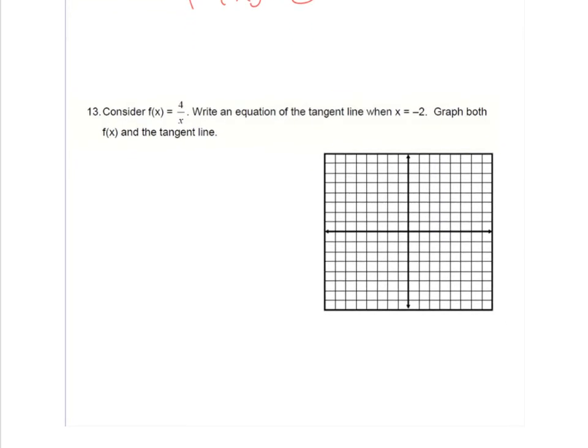Okay, for 13, you can use the draw tangent on your calculator. Since it's a rational function, if you graph that, 4 over x looks like this, approximately. And you want the tangent line at x equals -2, like that. And the calculator will give you the answer.